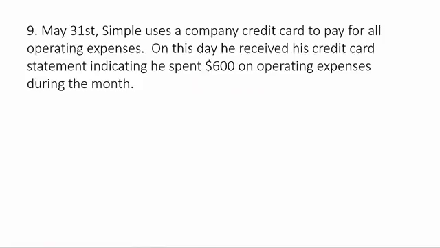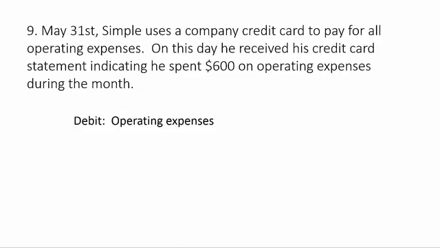The 9th transaction happens on the last day of the month, and Simple uses a company credit card to pay for all the operating expenses. And on this day, he receives his credit card statement indicating that he spent $600 on operating expenses during the month. The description itself says these are operating expenses. So that should be your first clue. But what are operating expense accounts? A debit or a credit? Yes, that's right. They are a debit balance because they are in essence reducing equity.